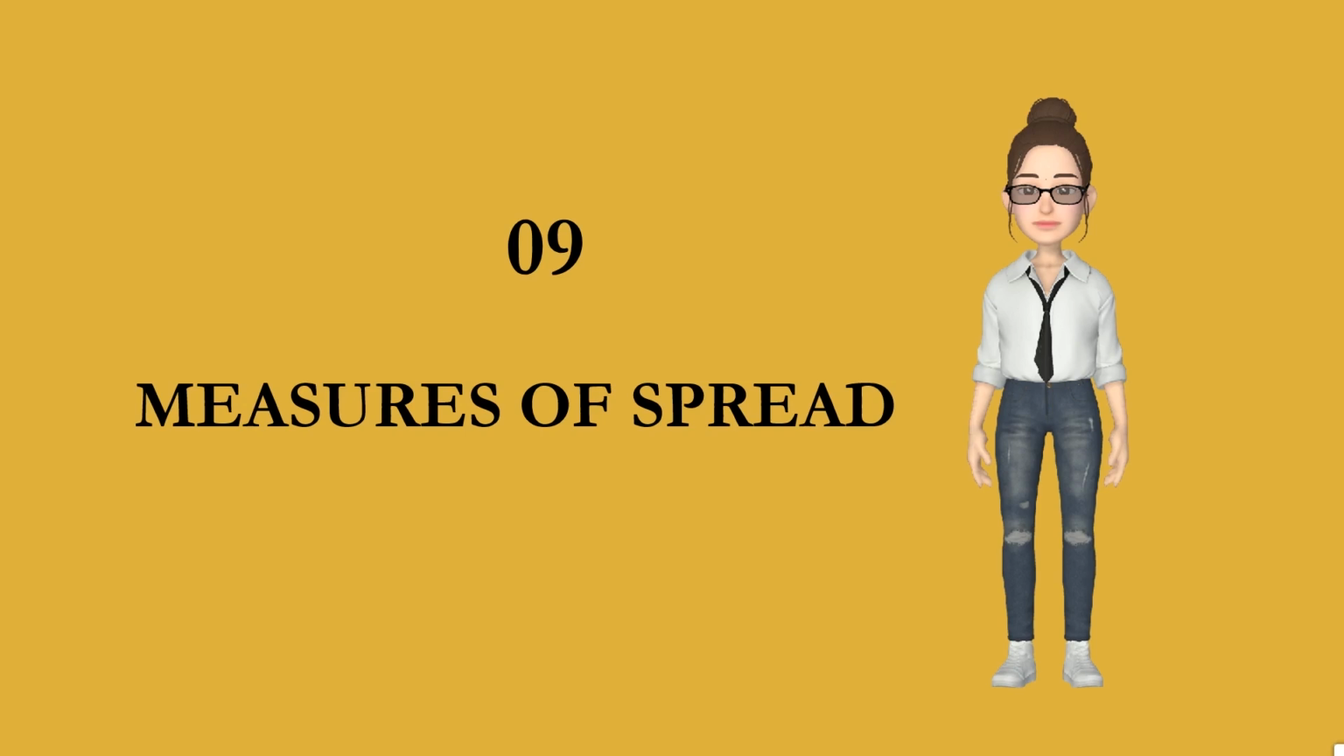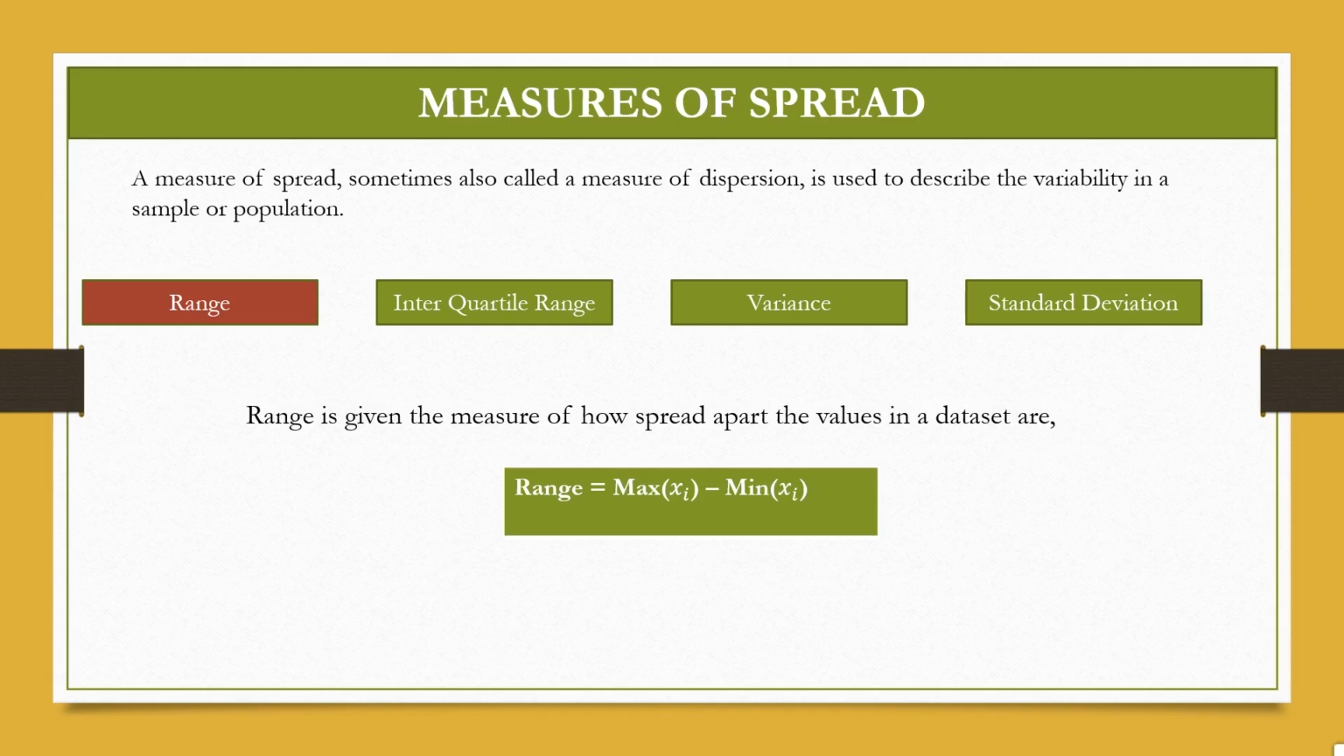So now let's move on and look at our next topic, the measures of spread. Now what is a measure of spread? A measure of spread, sometimes also called a measure of dispersion, is used to describe the variability in a sample or population. You can think of it as some sort of deviation in the sample. So you measure this with the help of the different measures of spread. We have range, interquartile range, variance and standard deviation.